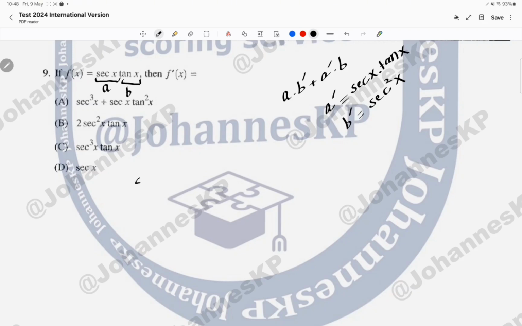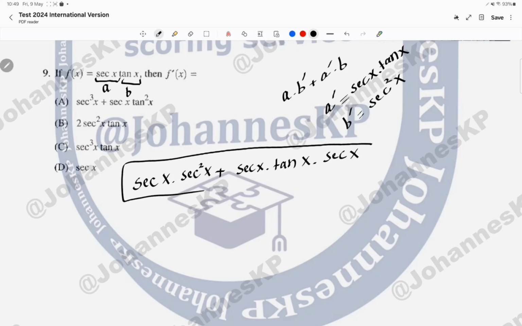So a times b prime plus a prime times b. Yes? Okay. Do you see that anywhere? If we simplify, this becomes secant cubed, and this becomes secant squared tan x, which I think is choice A.